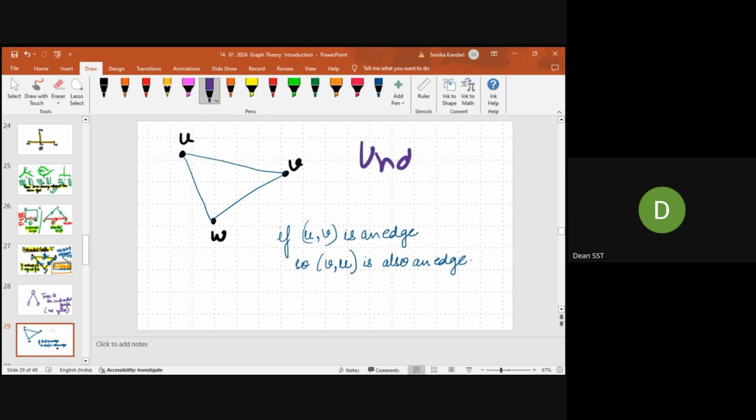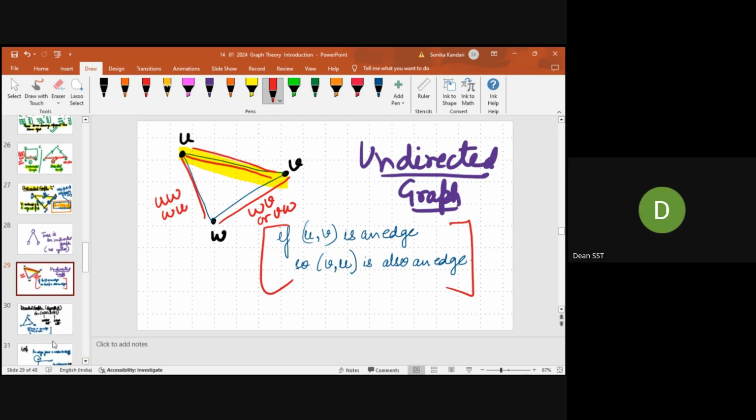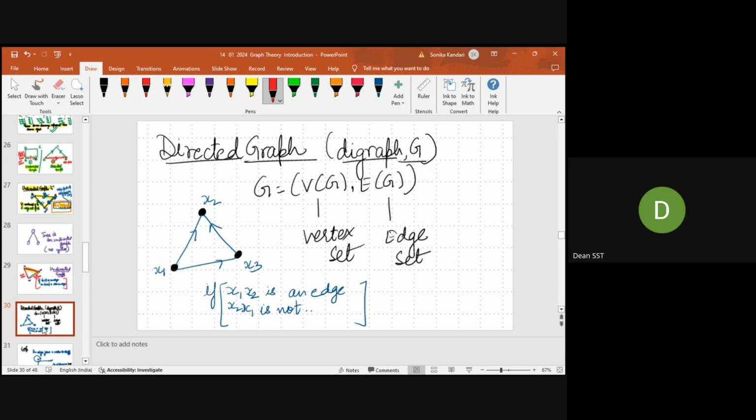It means in an undirected graph, if UV is an edge, it states that VU is also an edge. Same, we can represent this edge like WV or VW, and this edge like UW or WU. Is it clear? Okay. Now coming on to directed graphs.